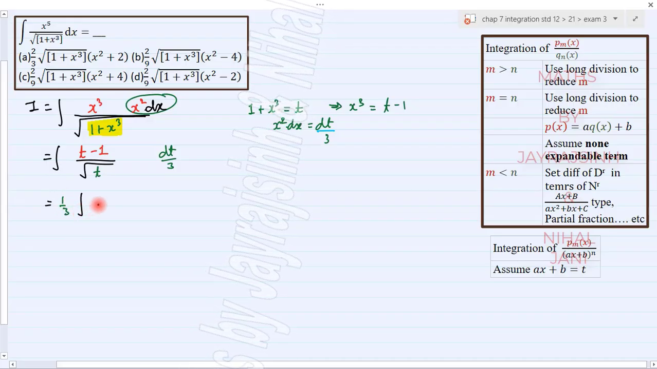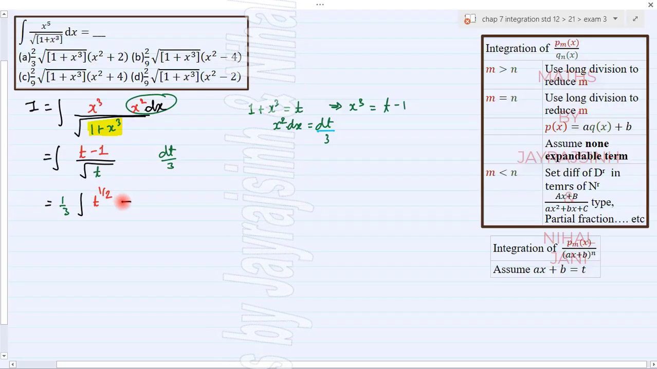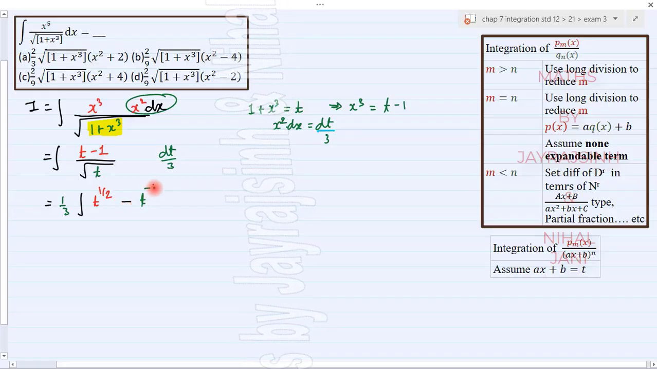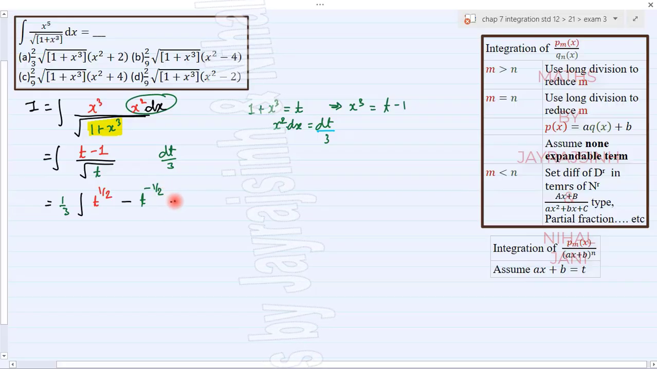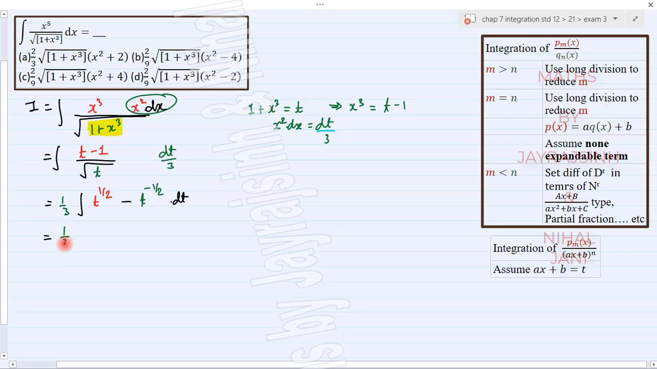Let's give individual denominator. So in first term we will get t upon root t, or we can say t raised to 1 by 2, minus in second term we will get 1 upon root t, or we can say t raised to minus 1 by 2 dt. So we are ready for integration.